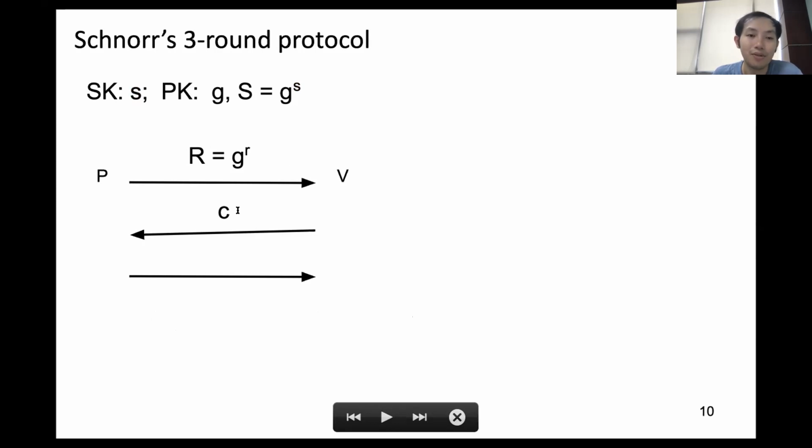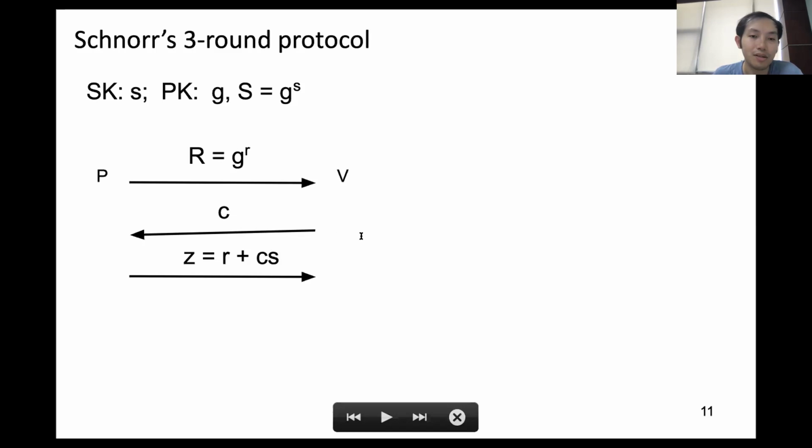And the verifier will toss a random challenge C, and in the end, the prover will output Z equals R plus CS. Here I ignore the size of the group. So think about the group has size P, and this is done as a group operation. C is as large as the group size, and Z is computed as R plus CS mod P. So intuitively, these three messages don't reveal S.